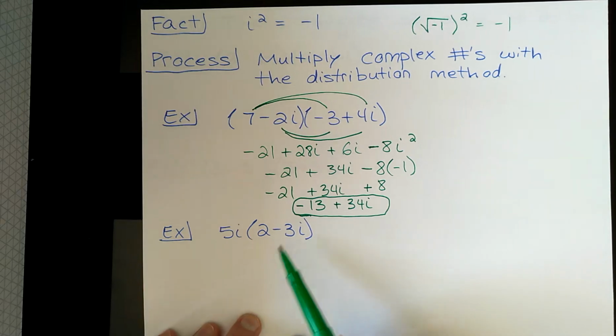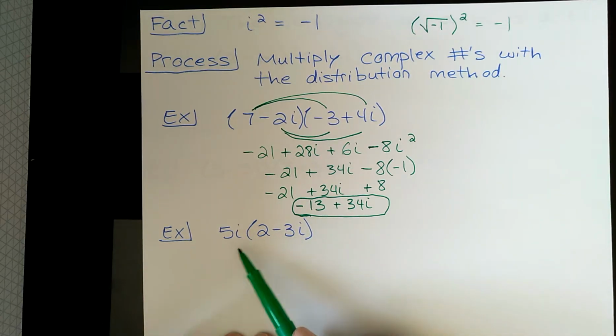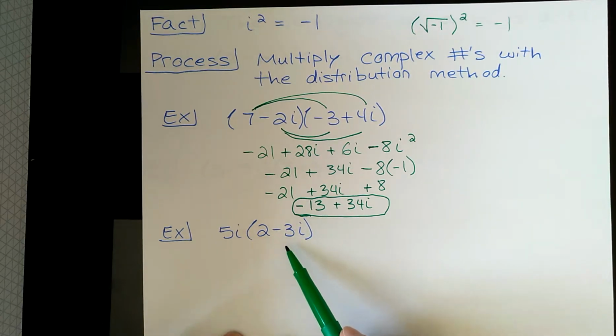Okay, go ahead, take a moment. We have 5i times 2 minus 3i. Go ahead and pause the video. Try this one out.